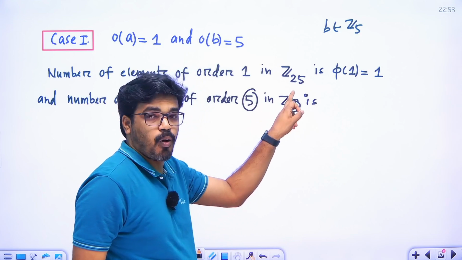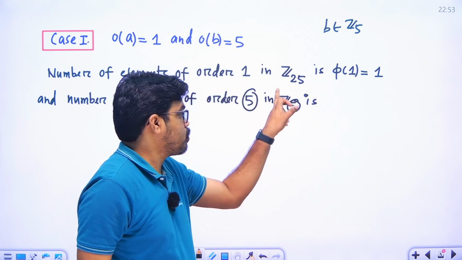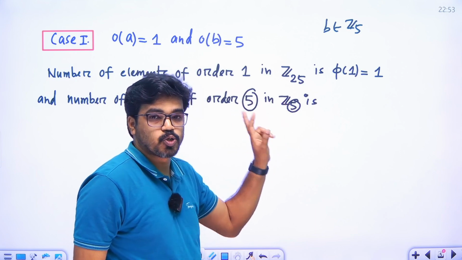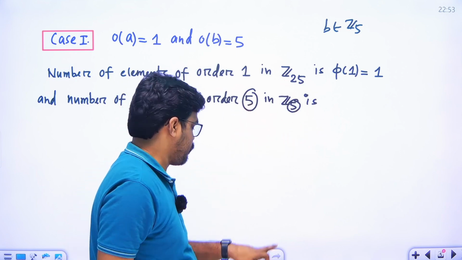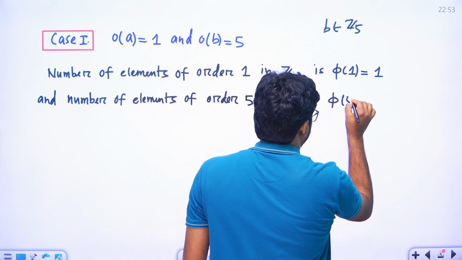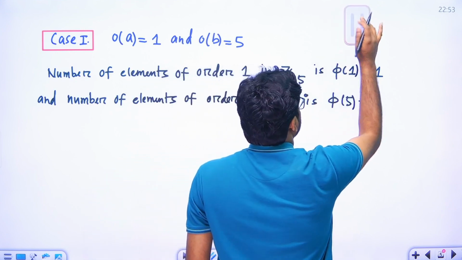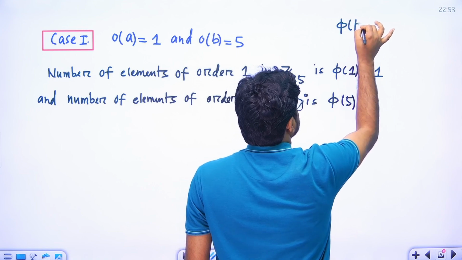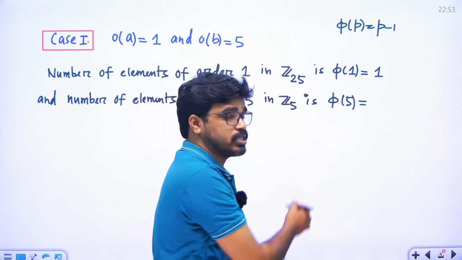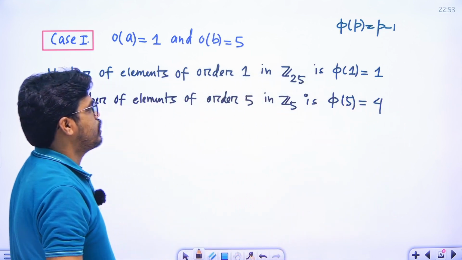5 divides the order of this group. This is a cyclic group. What is the order? Order is 5. 5 divides the order of this cyclic group. So the number of elements of order 5 in this group will be phi D. D is 5. Okay. So that is phi 5. 5 is a prime number. We know this result. Phi P, if P is prime, then phi P will be P minus 1. 5 is a prime number. So phi 5 will be 4. ঠিক.